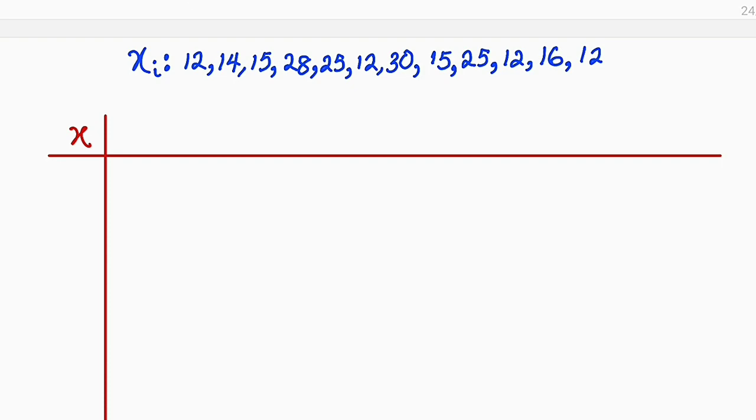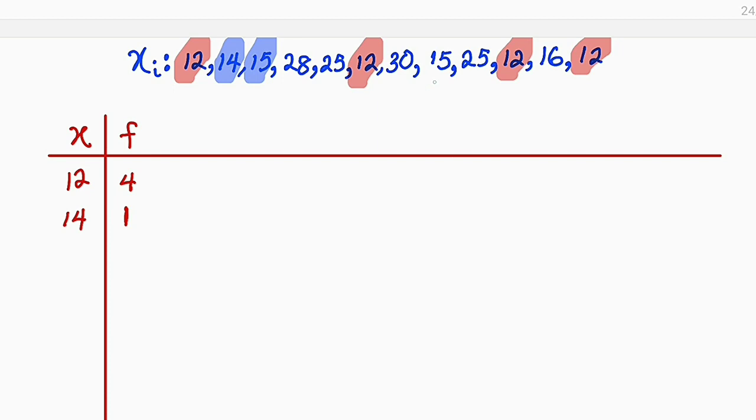Let me start with the smallest one. We have 12, 1, 2, 3, 4. We have them as 4, right? So the frequency of 12 is 4. So we have 12, which is 4 in number. Then followed by 14, which is just a single value, right? So we have 14, which is just 1.